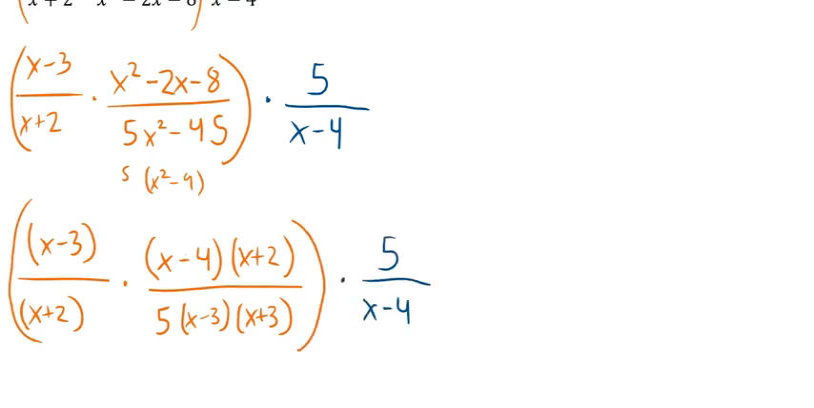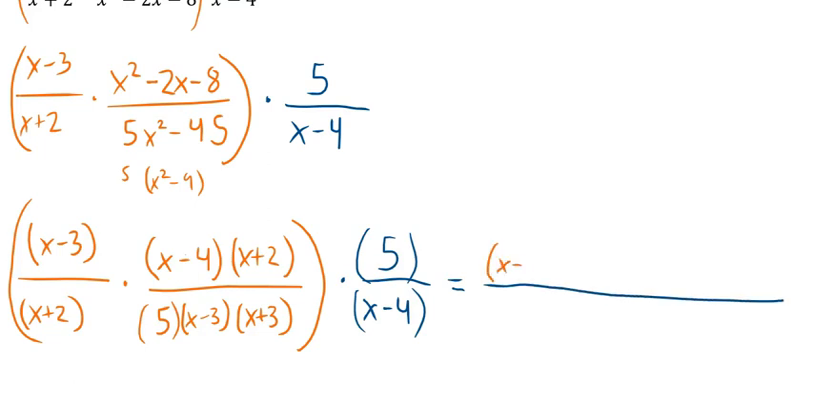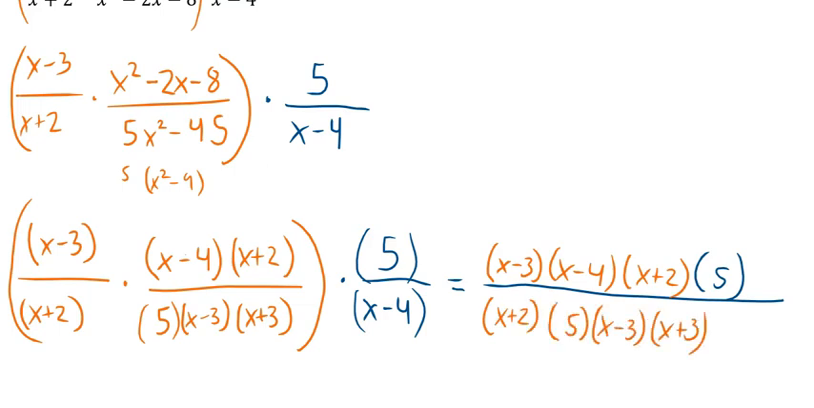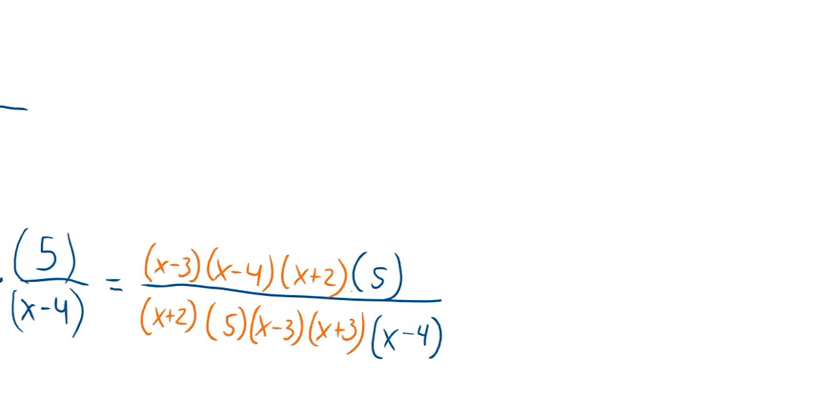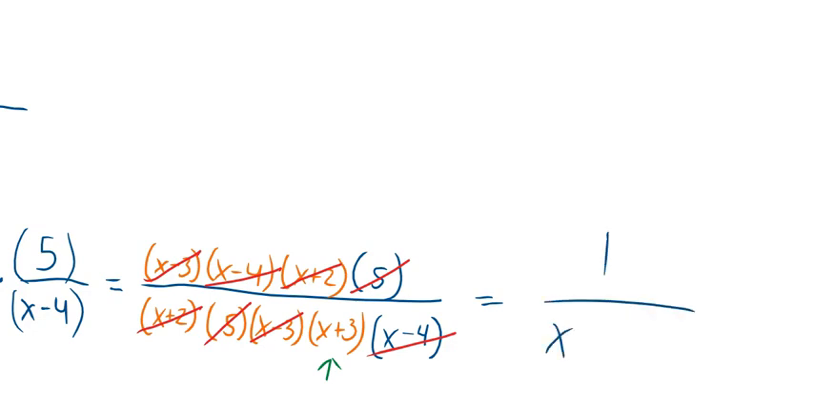Now that it's all multiplication, I just multiply everything on top. I'm going to do x minus 3 times x minus 4 times x plus 2 times 5 over x plus 2 times 5 times x minus 3 times x plus 3. What cancels? Oh my goodness, everything on top canceled! The only thing that's left is the x plus 3. I'm left with 1 over x plus 3.